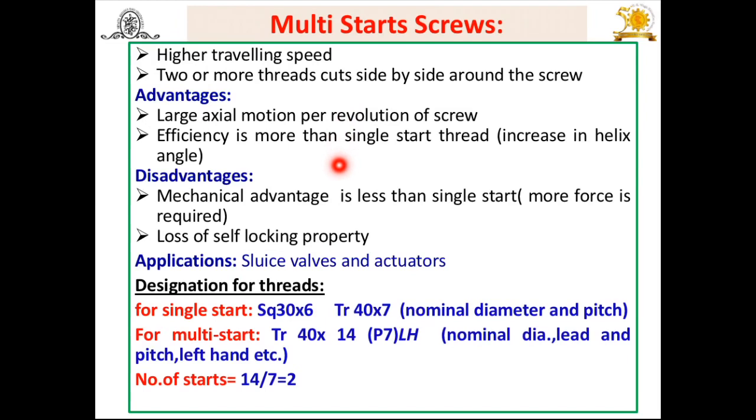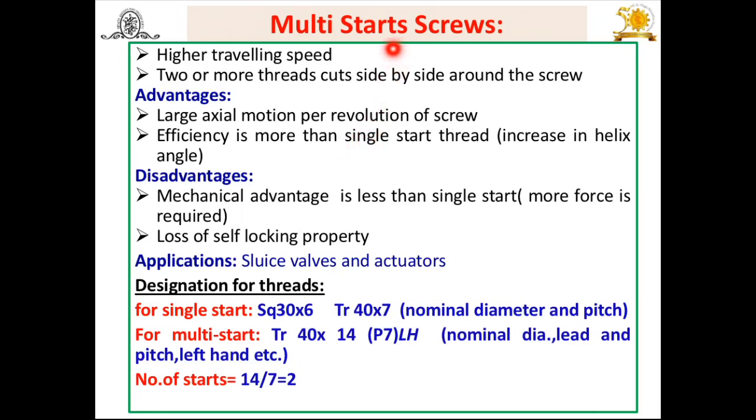In some applications, high traveling speed is required. High traveling speed means large axial motion per revolution of the screw. That means in one revolution, how much is the axial movement of the screw? If it's a multi-start screw, you will get more axial movement, or you can say more lead. That's why instead of single start, multi-start threads are used in some applications.